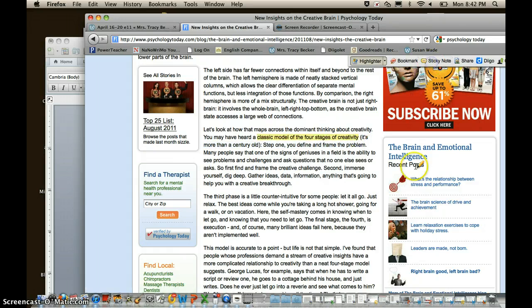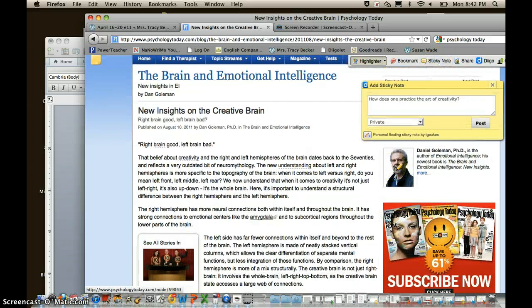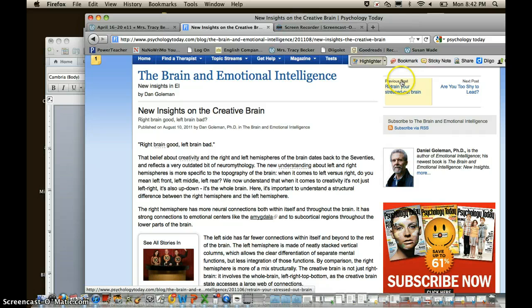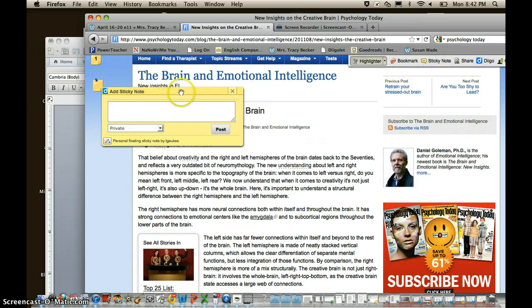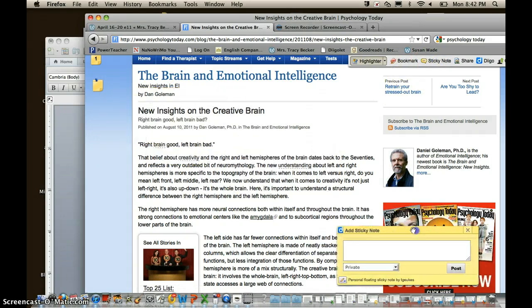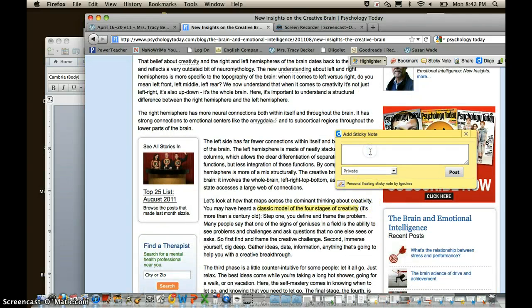I'm just going to ask a question to that. Put another sticky note up here. I'm going to post this one. I'm going to add another sticky note though. You notice my sticky notes end up going to the side here, and you can access those. I'm going to ask a question to the text. What are the 4 stages of creativity? This might help me in my research if I'm talking about how does one engage in the creative art.